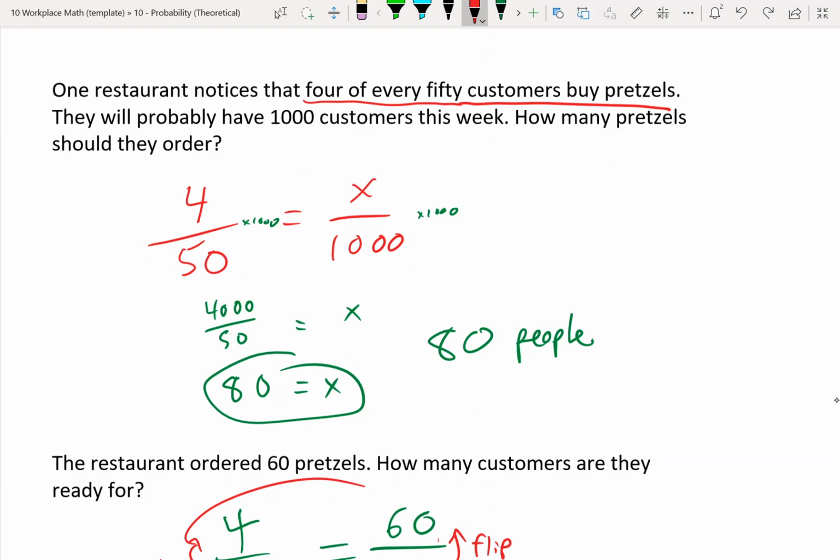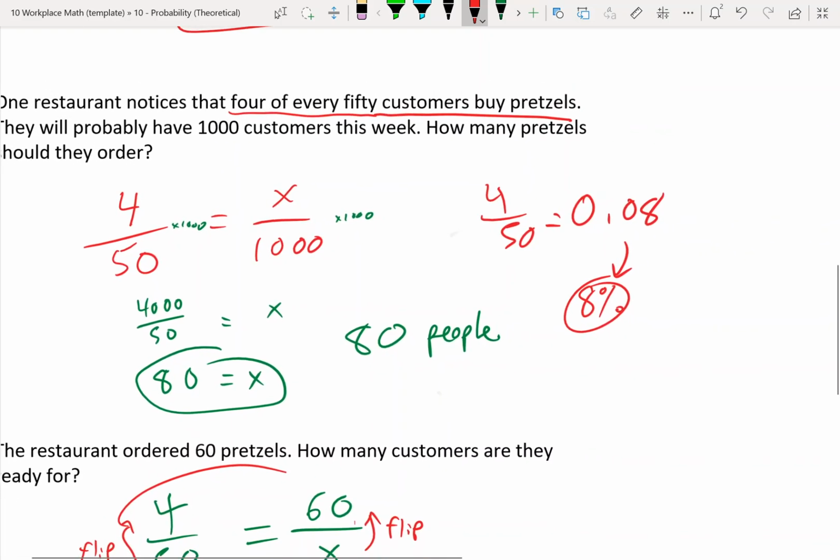So in this situation, we said 4 out of 50 was the odds. I'm going to turn that into a percent, because most of the time we deal with percents. So 4 divided by 50 gave me 0.08, and to turn it into a percentage we do times 100, so it's going to be an 8% chance. It's just an 8% chance when customers come in that they will be buying pretzels.